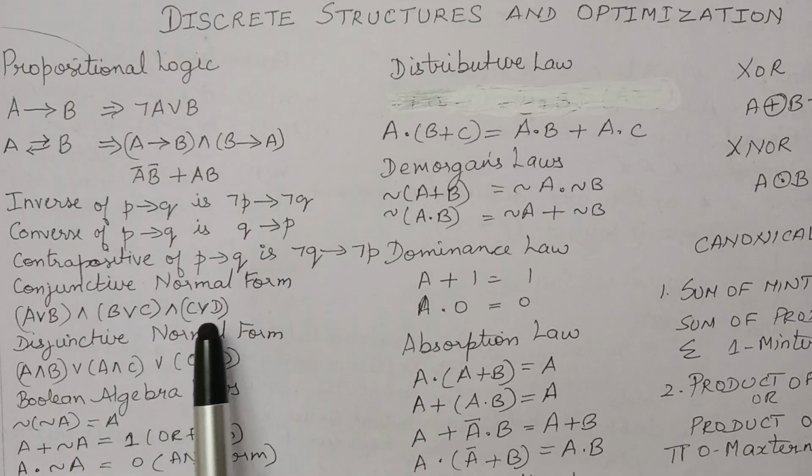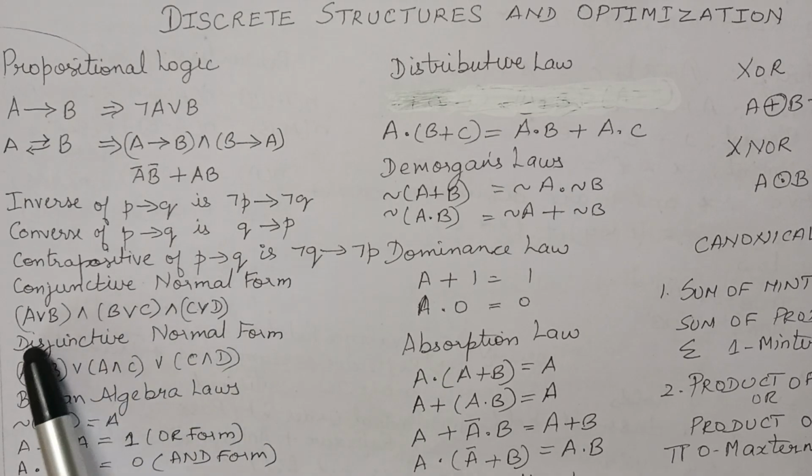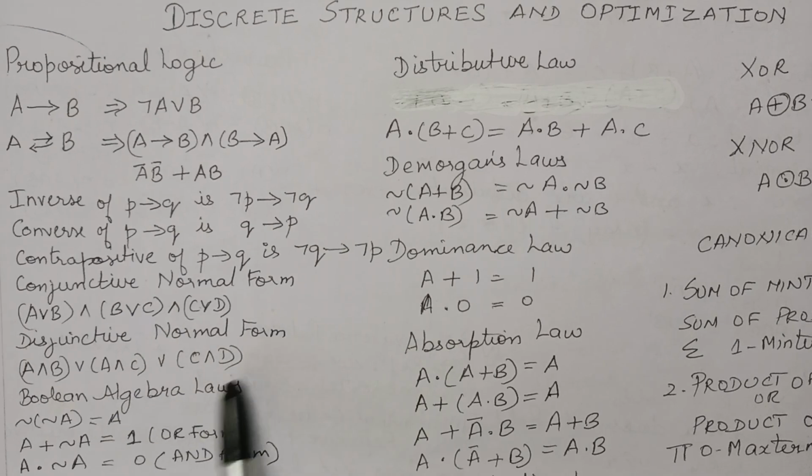Now conjunctive normal form means with AND: A or B, and B or C, and C or D. Disjunctive normal form means with OR: A and B, or A and C, or C and D.